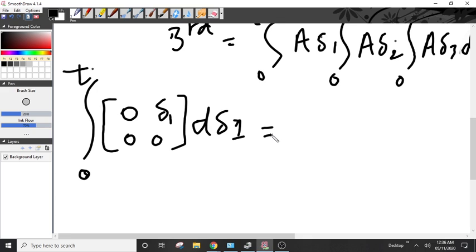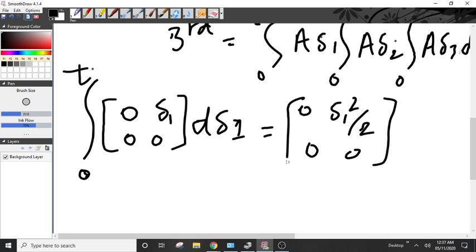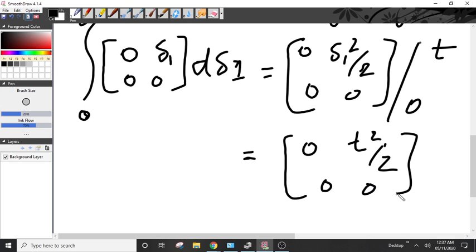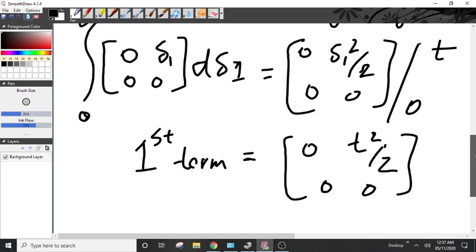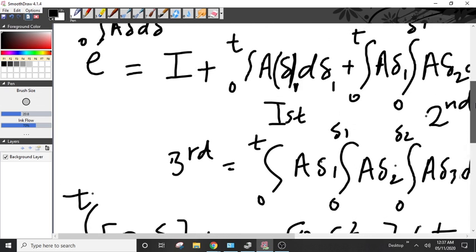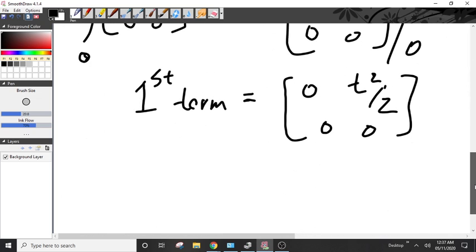So if I integrate this, it will be very easily 0 sigma 1 squared by 2 0 0, and then I have to plug in the values from 0 to t, so it becomes 0 t squared by 2 0 0. So this is my first term. Actually the first term is this identity matrix, so after the identity matrix, this is my next term. So I have obtained this term. I have to add these, but I will add all of the first, second, third, and this identity matrix at the end. So first I will obtain all those terms.